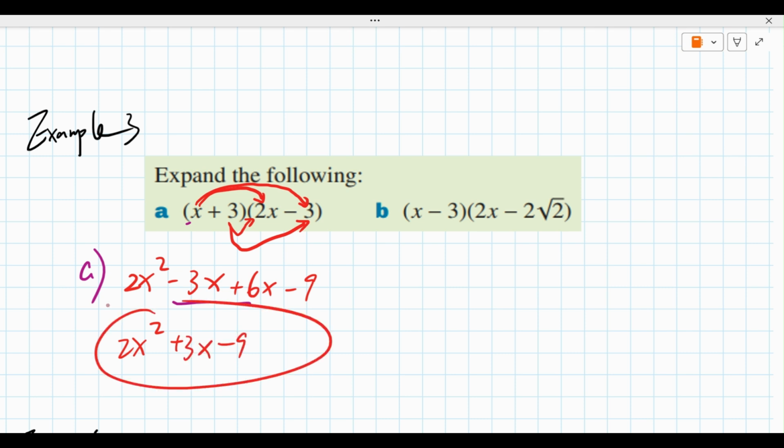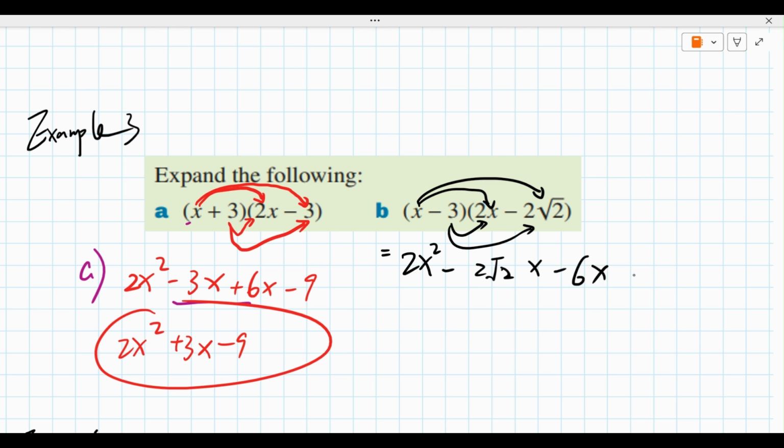That's your final result. Another one, same idea. We multiply each term by each term. You might ask me, what happens to the negative? It will be changed to negative then. So x times 2x is 2x squared. x times minus 2 root 2 is minus 2 root 2 x. Then minus 3 times 2x is minus 6x. And then minus times minus becomes plus, which is plus 6 root 2.